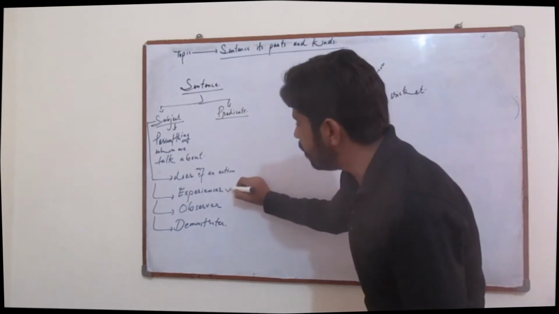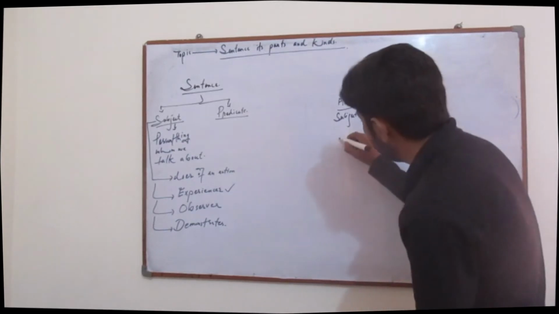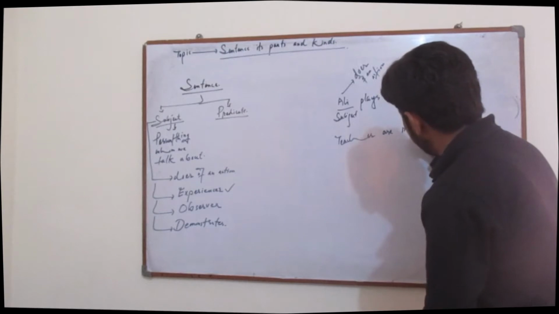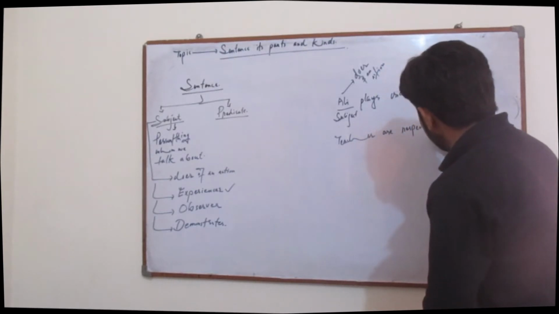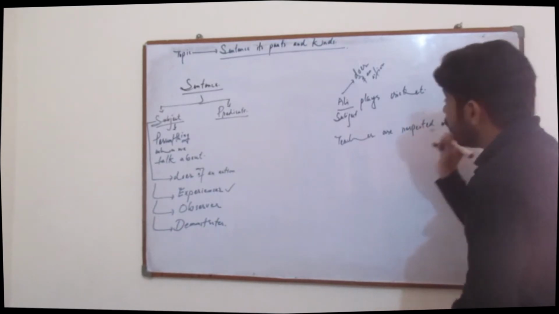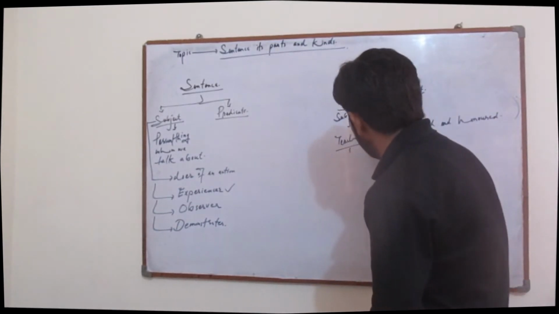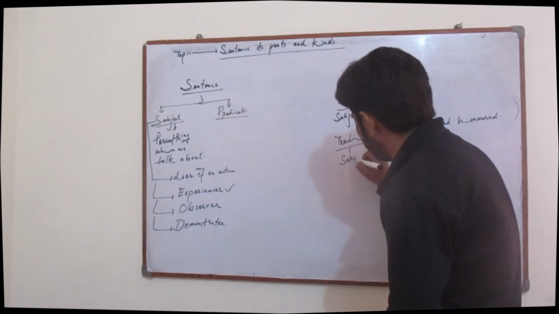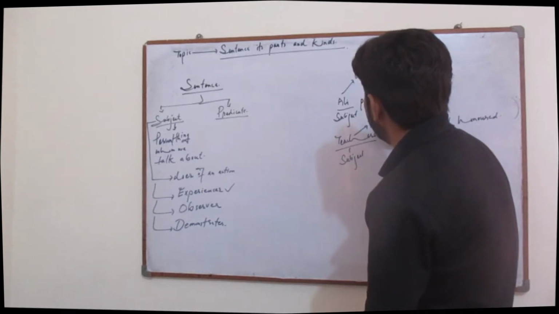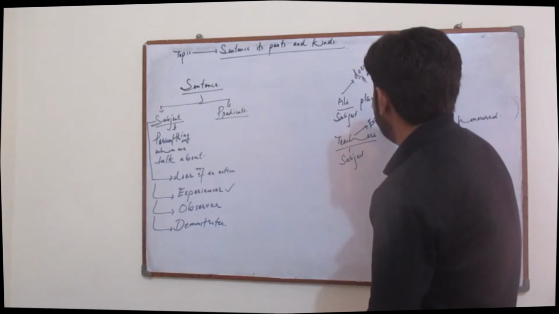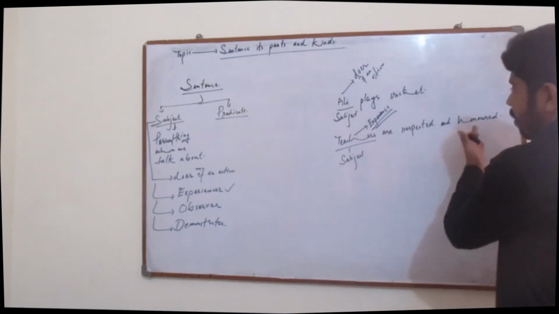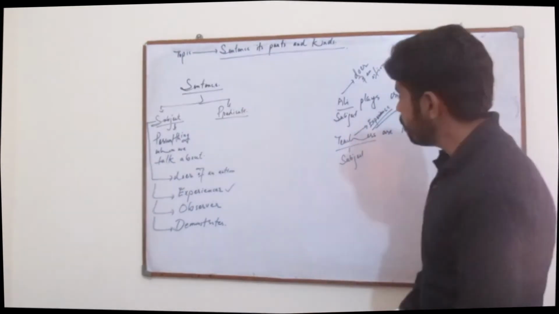Subject can be an experiencer. For example, teachers are respected and honored. So here I am speaking about teachers. So teachers is the subject, and you can see teachers are here the experiencer. What do they experience here? They experience respect and honor from the people.